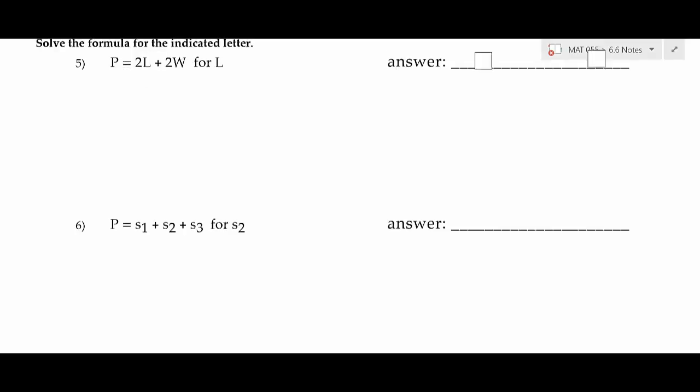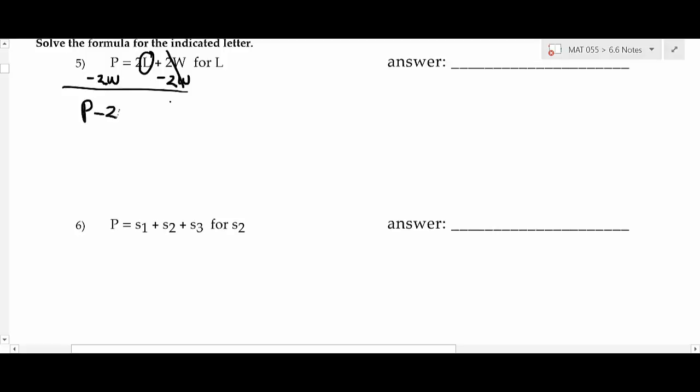Okay, so with this one, now you can show your steps in different ways if you want to. One way to do this is you're getting L by itself, so you can subtract by 2W. Now there's a tendency for students to want to divide by 2. 2W is just a big number. It's one big number. So I get rid of it. The opposite of adding is subtracting. So I do that. So now I'm going to have P minus 2W is equal to 2L. That's the way to start the problem.